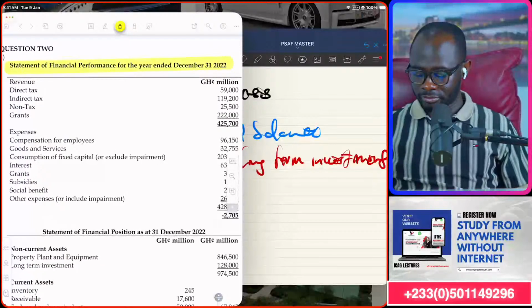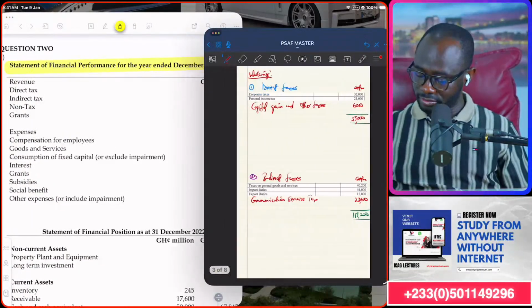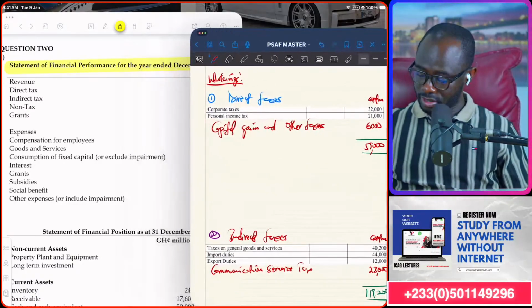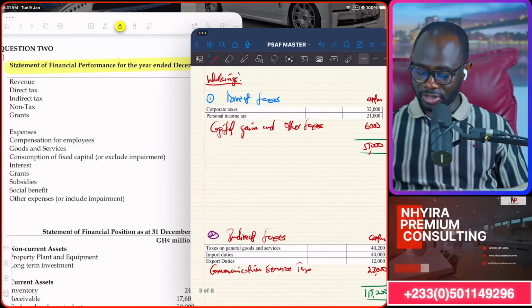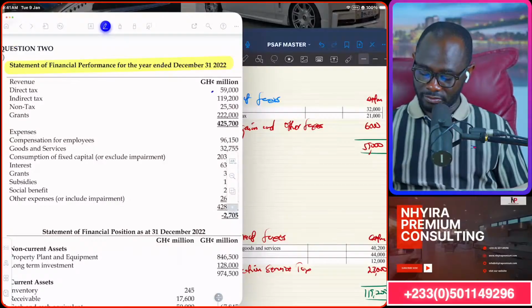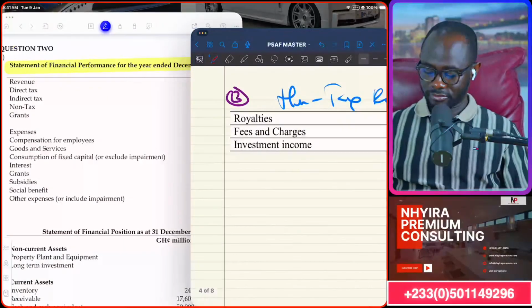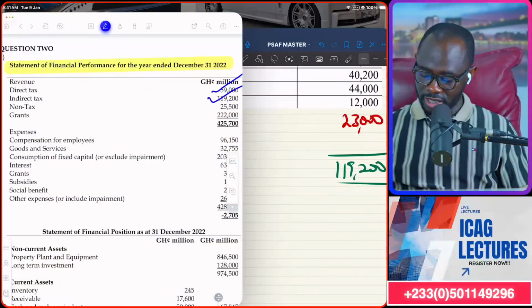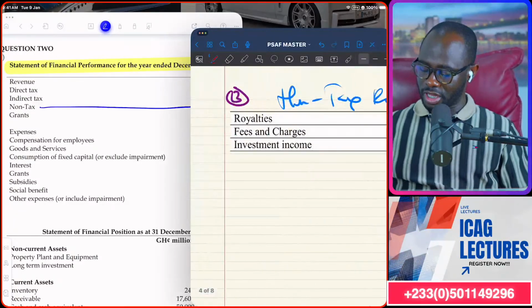So direct taxes, if you remember from our workings 1, direct taxes, we got 59 thousand, and that is what you are seeing here, 59,000. Indirect taxes, we got 119,200 in our workings, and that is what you are seeing there. Then non-tax revenue, that was workings 3.